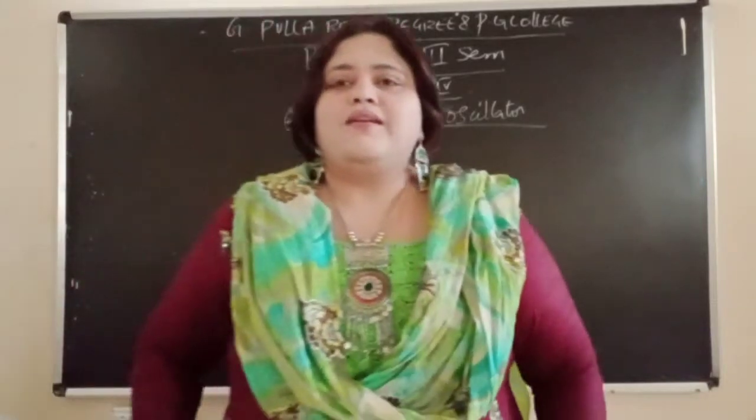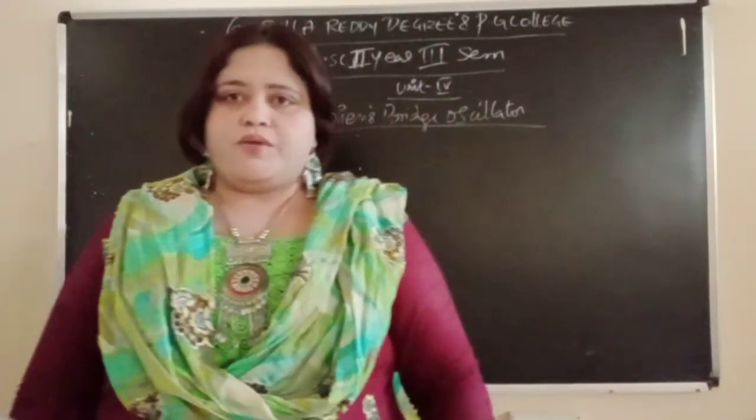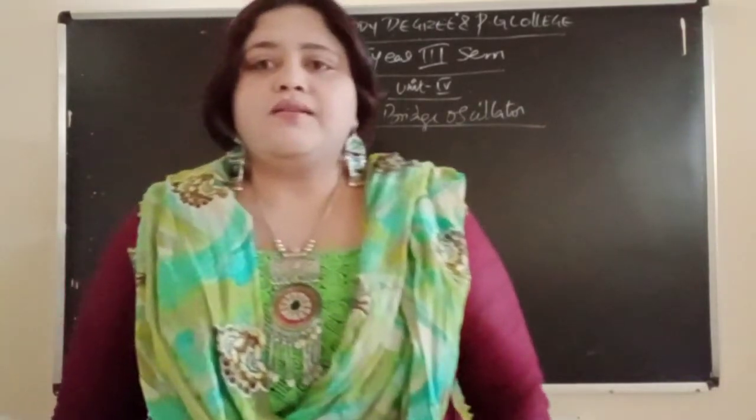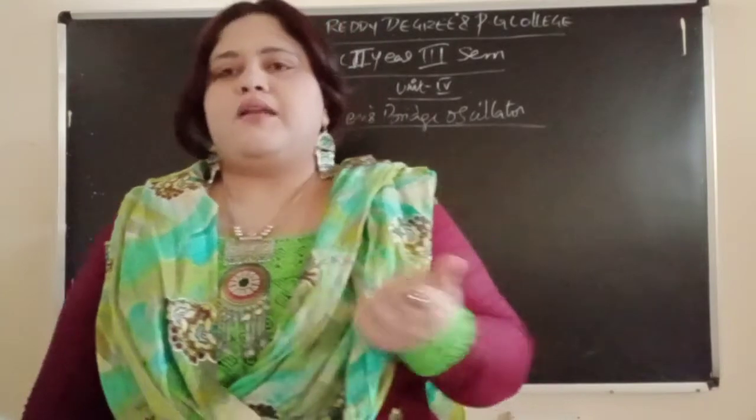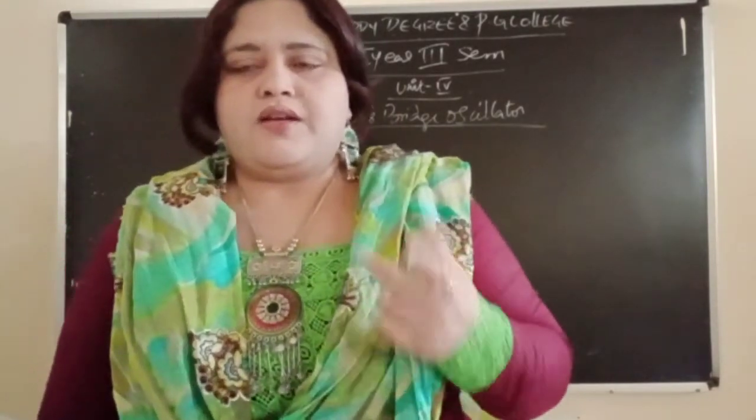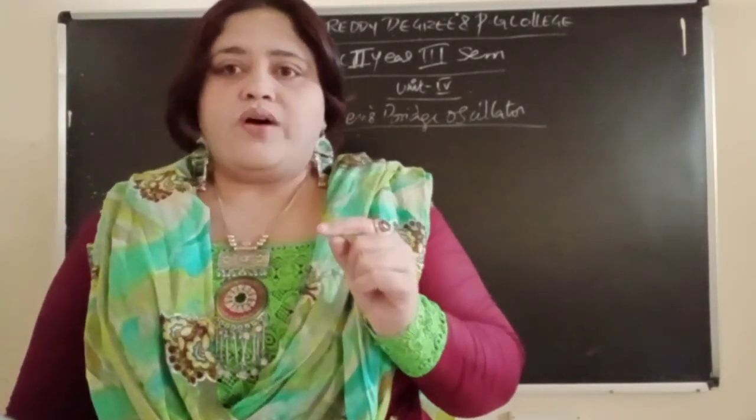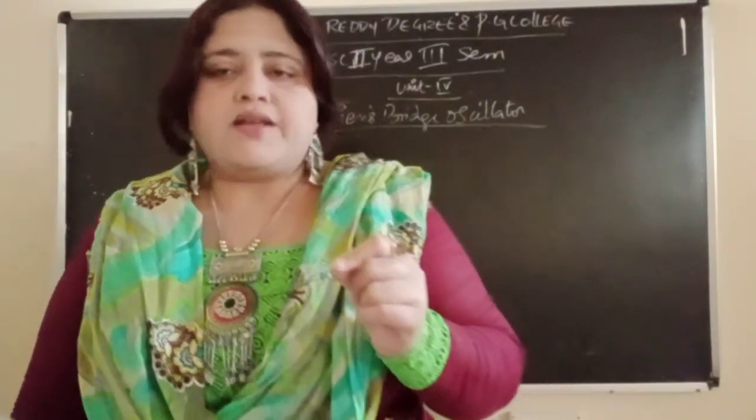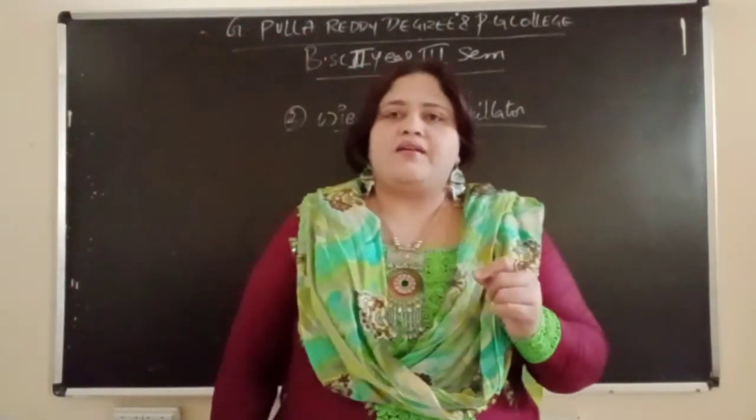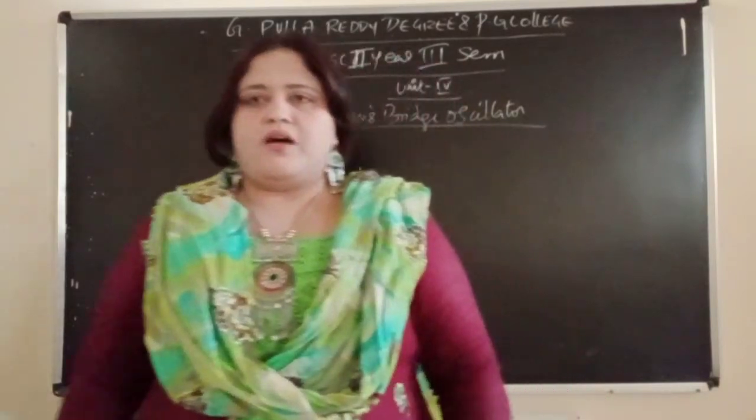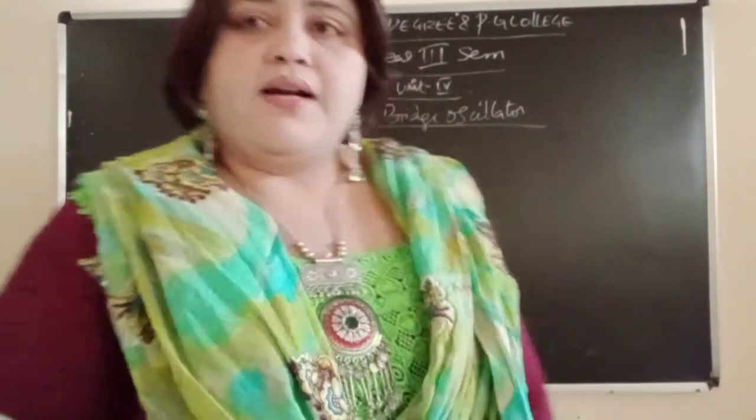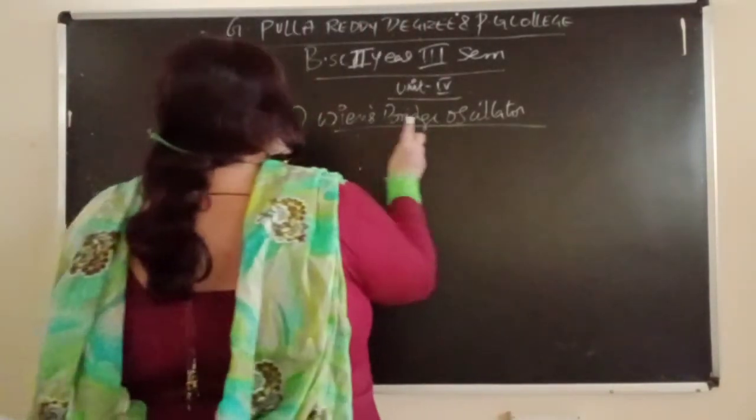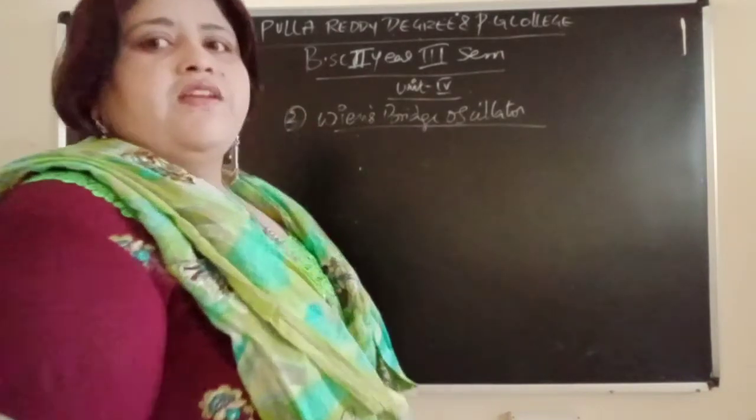Hello students, today we are going to start the next topic of your unit 4, that is, we have studied about RC oscillators. Till now we have studied about RC oscillators. There are two types: one is the phase shift oscillator and the other one is the Wien bridge oscillator. So now we will start the next RC oscillator, that is nothing but the Wien bridge oscillator.